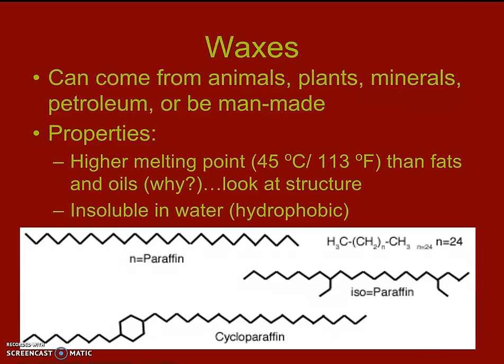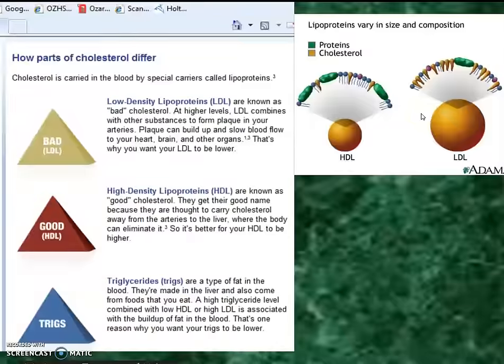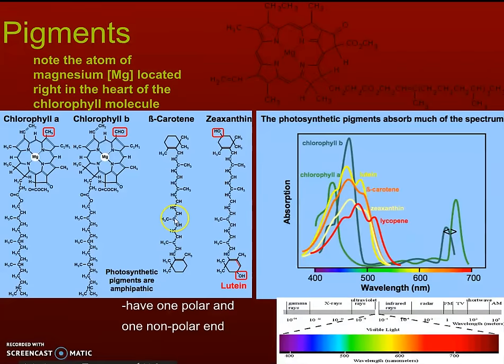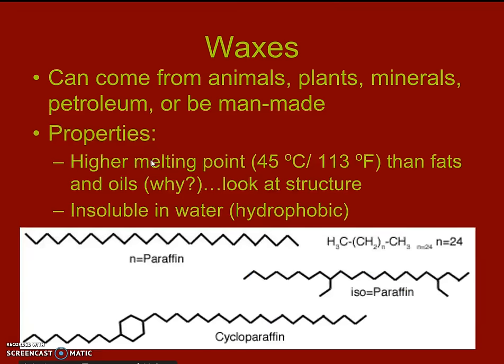So let's review. The 5 types of lipids in order were phospholipids, triglycerides, both saturated and unsaturated. Then we talked about, what did we talk about? Steroids. Cholesterol being the main example, okay? Then pigments. Chlorophyll is my main example of that. And then waxes also. That's 5 examples of lipids.